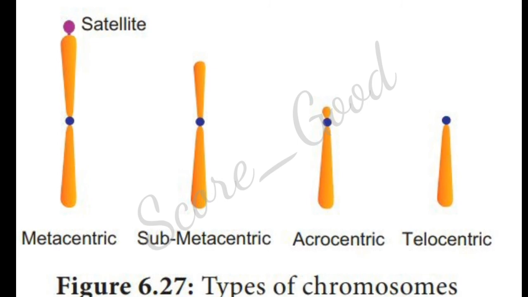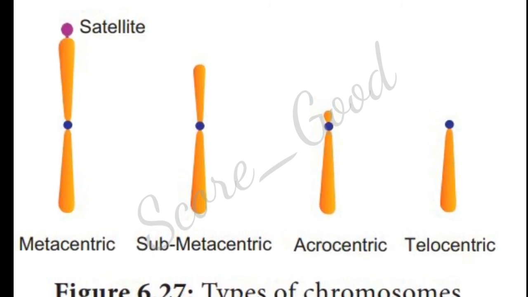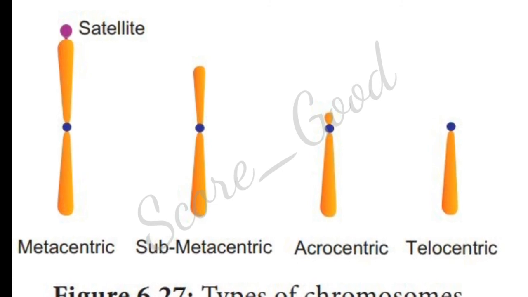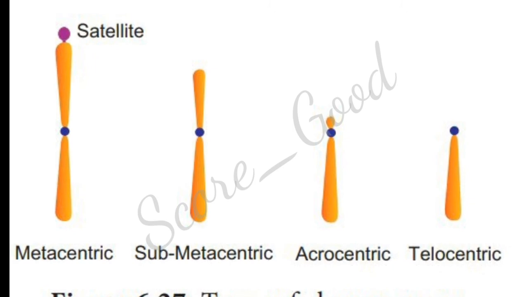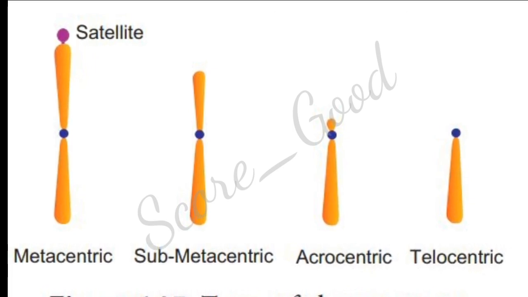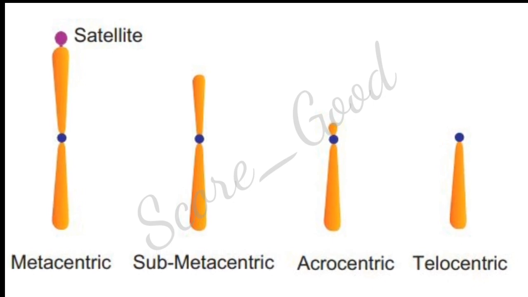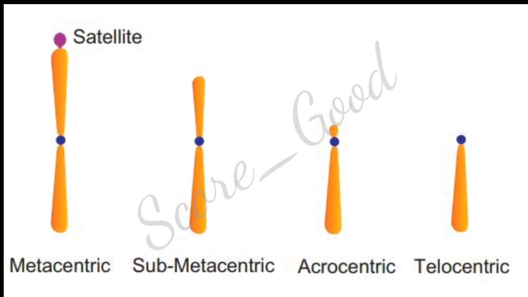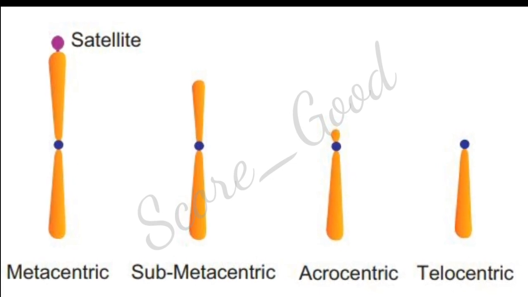In submetacentric, the chromosome has the centromere subterminal, that is, on one side we have the larger arm and on the other side the smaller arm. And last is metacentric, where we have equal arms and the centromere is present at the median, with the presence of satellite.